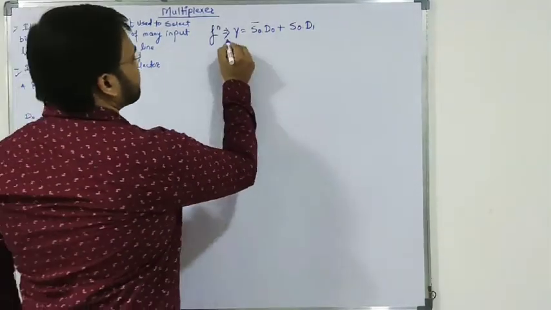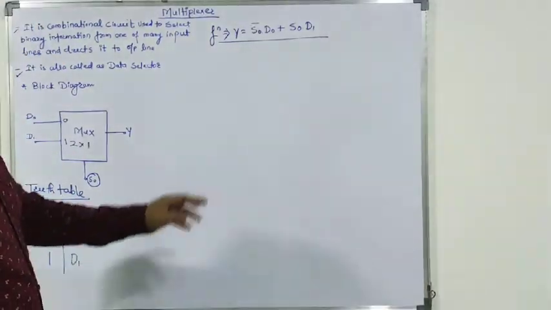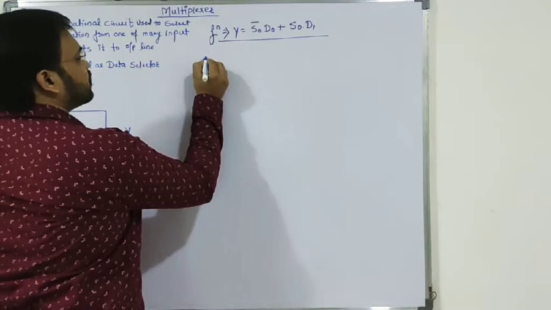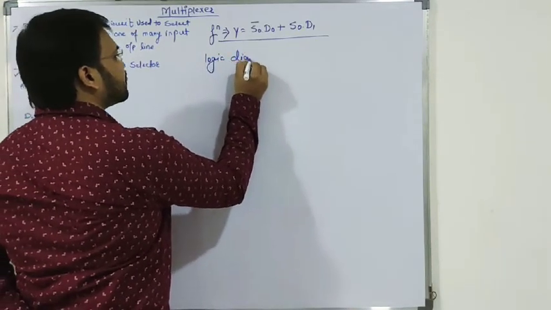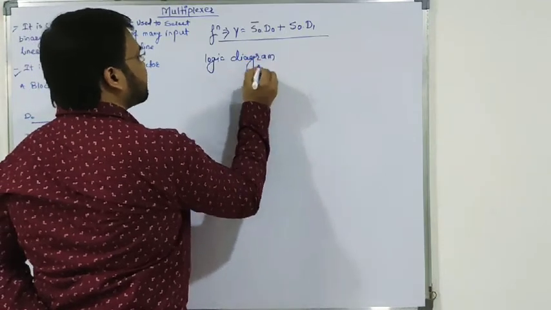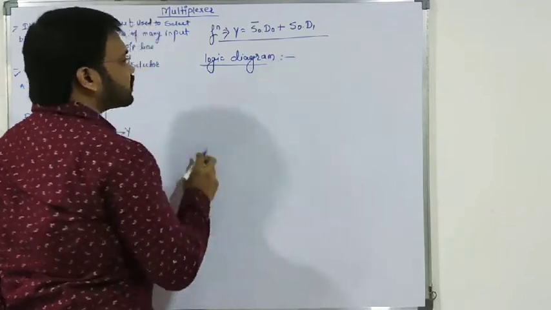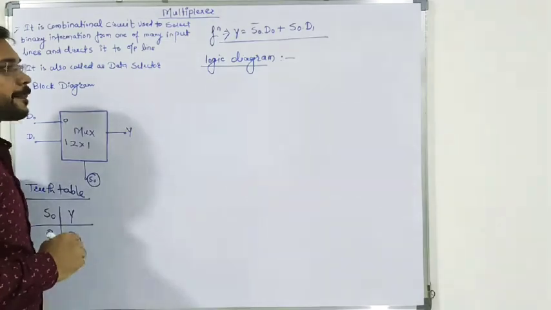Next, using this Boolean function for the output, we have to draw the logic diagram, or logic circuit. So you have to draw the logic diagram for this 2:1 multiplexer.